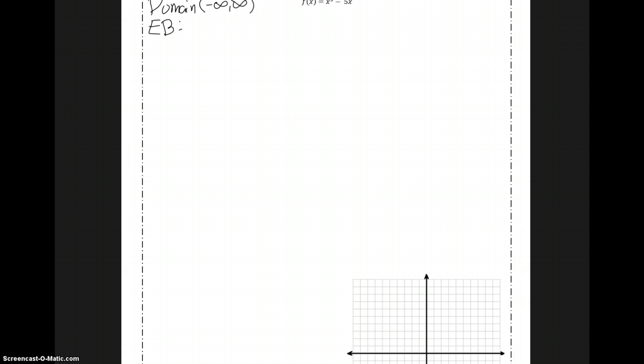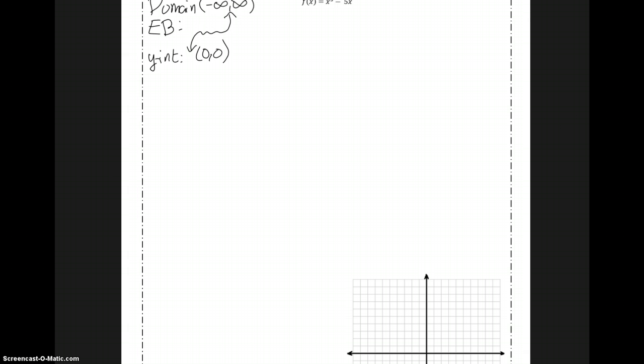We have an odd degree and a positive leading coefficient, so that means it is rising from the left to the right. Okay, the next thing we want to find is our y-intercept, and we find that by plugging in x equals 0, and in this case we get (0, 0).